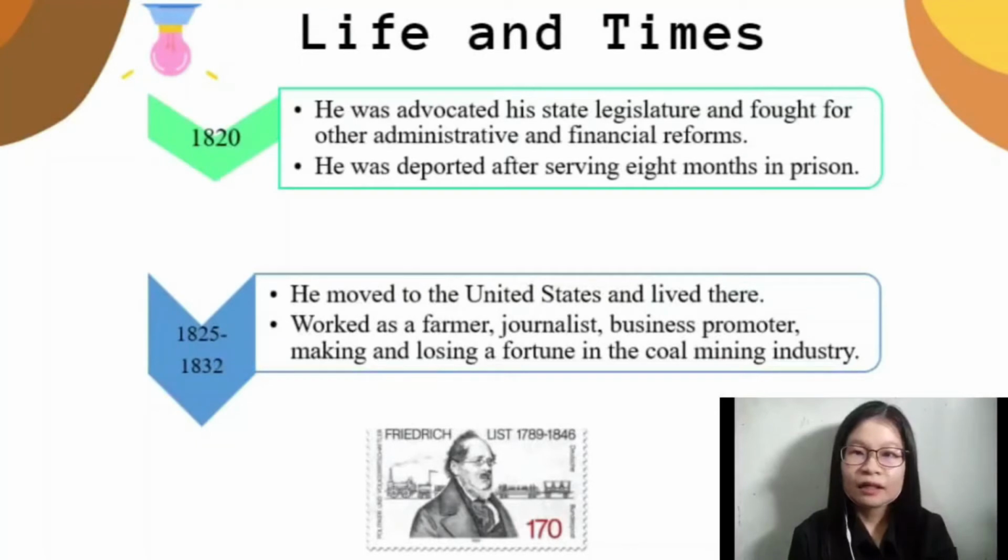He also advocated for jury trial, a reduction in the number of civil servants, and a single direct income tax to cover government costs. Friedrich List was deported after serving 8 months in prison because the government considered the expression of these ideas to be treasonous. In addition, between the years 1825 and 1832, he moved to the United States and lived there. He worked as a farmer, journalist, and business promoter, making and losing a fortune in the coal mining industry. In the United States, his protectionist policies were far more popular than in Germany.